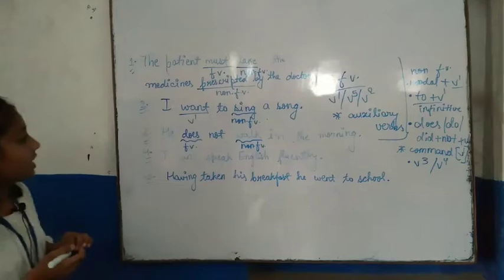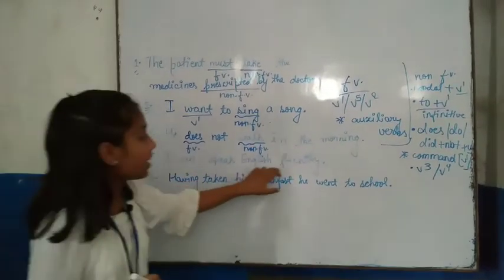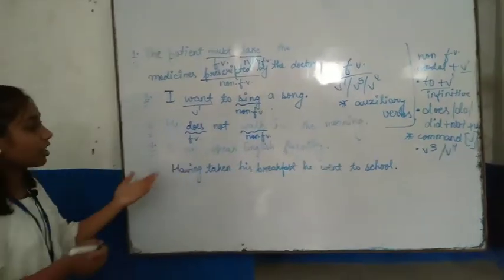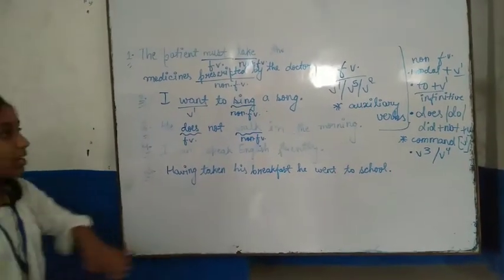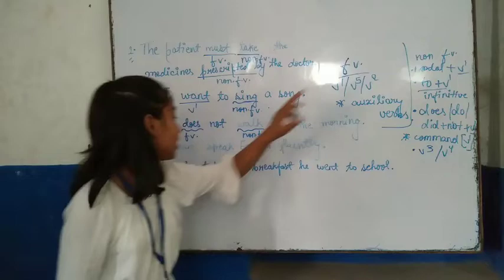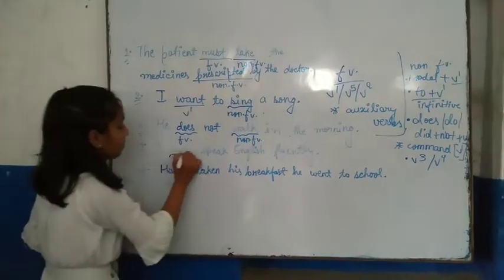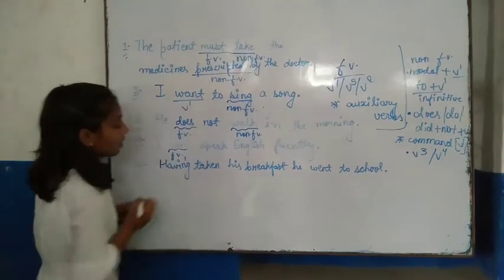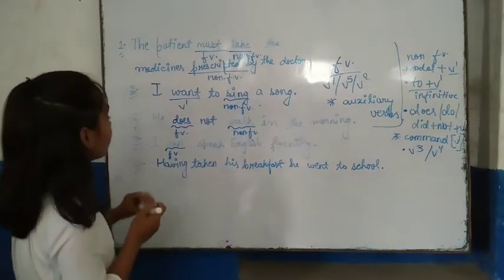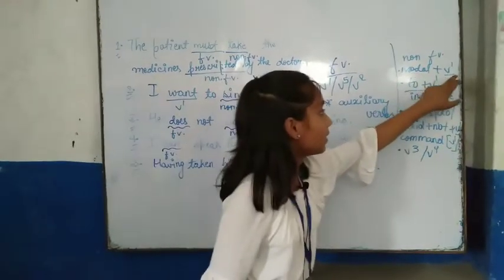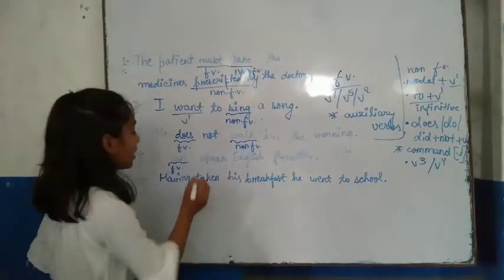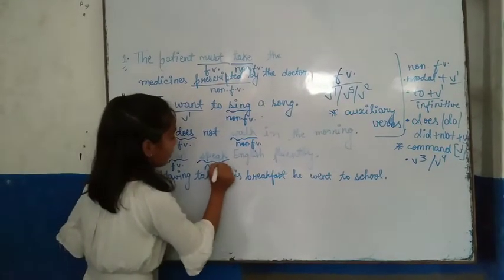In the fourth sentence, I can speak English fluently. Here can is the modal auxiliary verb, which comes in the auxiliary verbs, and all the auxiliary verbs are finite verbs. So here can is also a finite verb. And modal auxiliary verb plus V1, speak, means the V1 is a non-finite verb. So here speak is a non-finite verb.